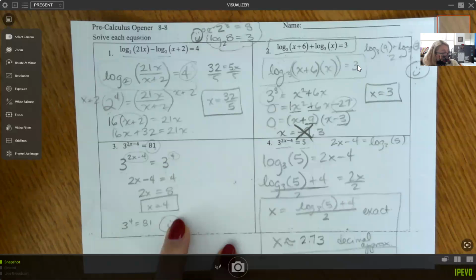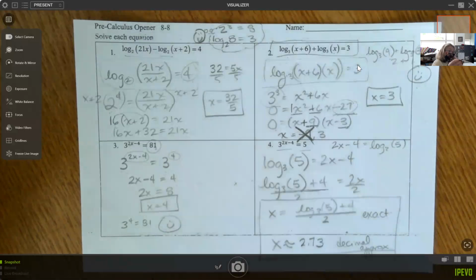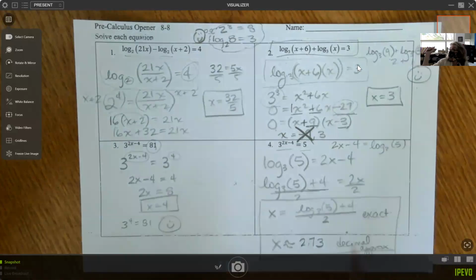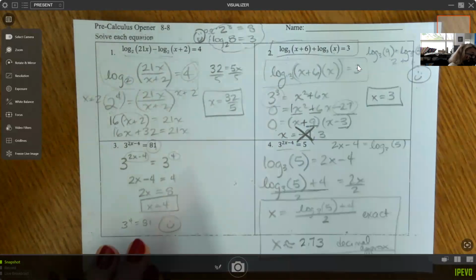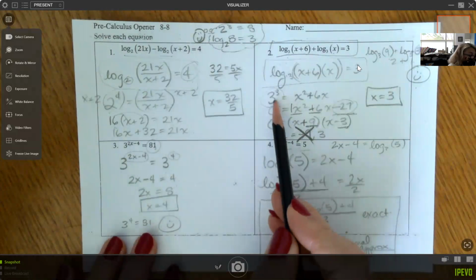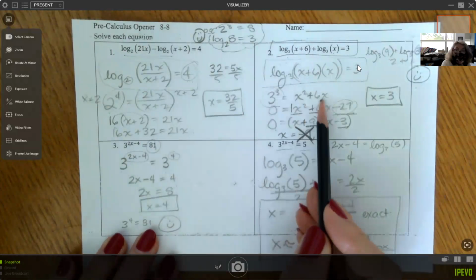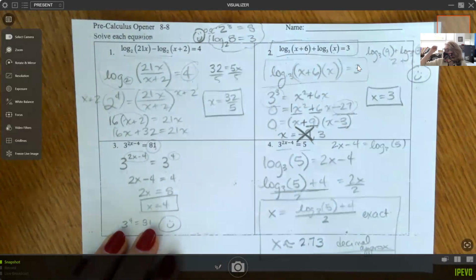But the key thing is at this point, I change it to an exponential, and then it should feel so much friendlier, right? 3 cubed, which is 27, equals x squared plus 6x. So now it's like an algebra 1 quadratic that we're going to solve. Again, when my leading coefficient is a 1, I don't need a diamond.